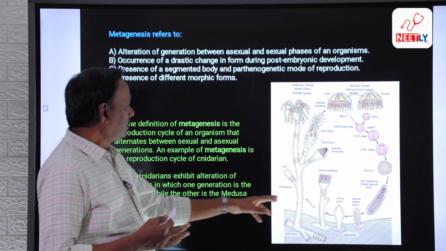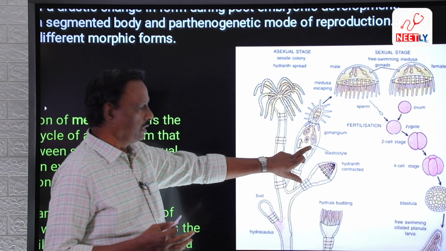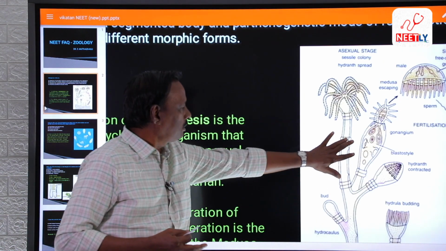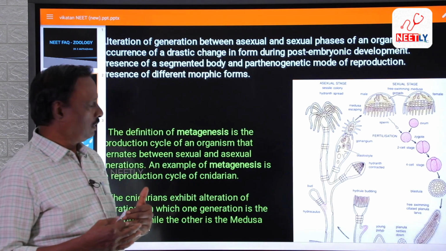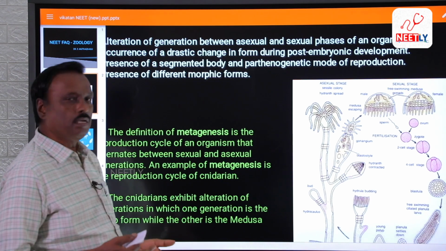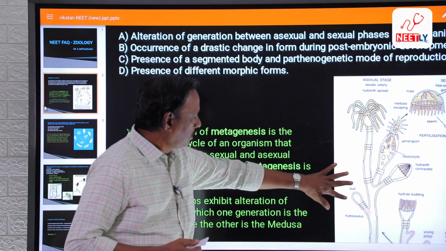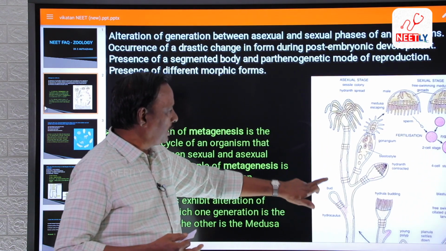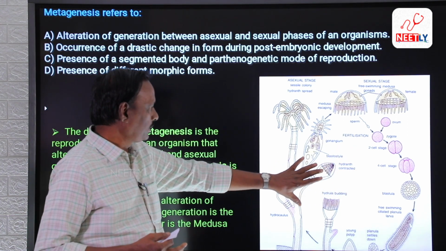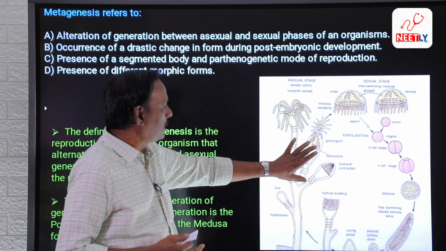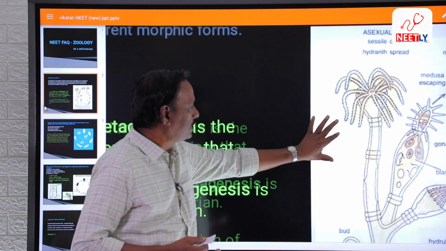So in this colony we can see the blastostyle. The blastostyle is the part that is developed by the process known as budding. So this is the budding, and this part develops as a blastostyle. This is the asexual phase in this organism. From this blastostyle, it gives out the medusoid forms, which are umbrella-like organisms.